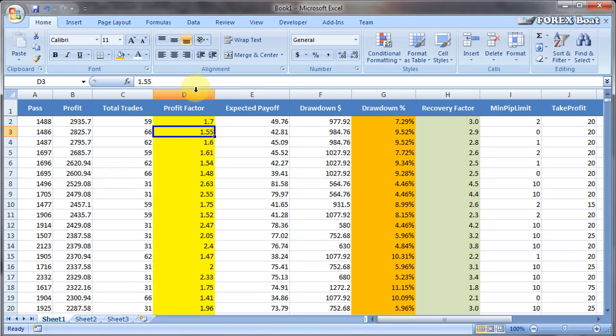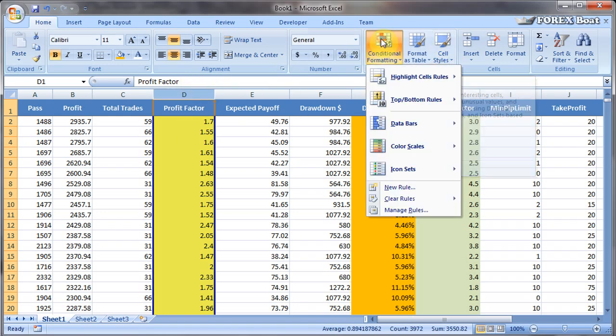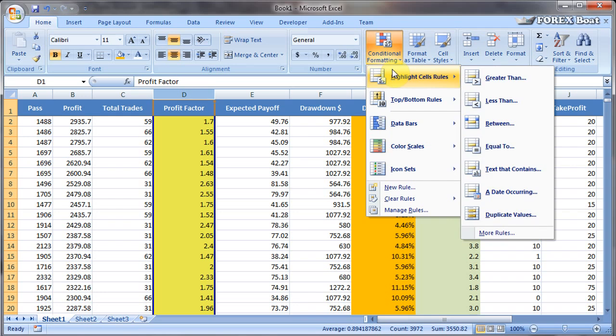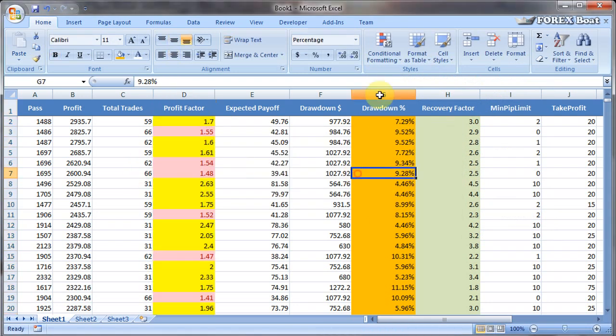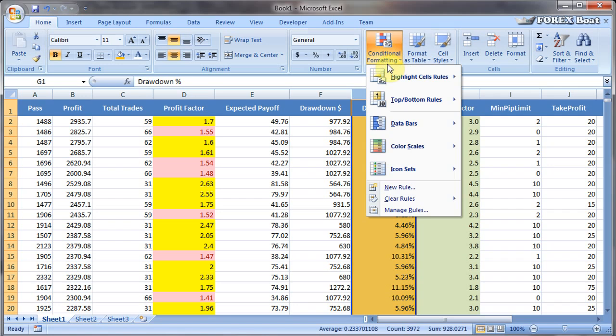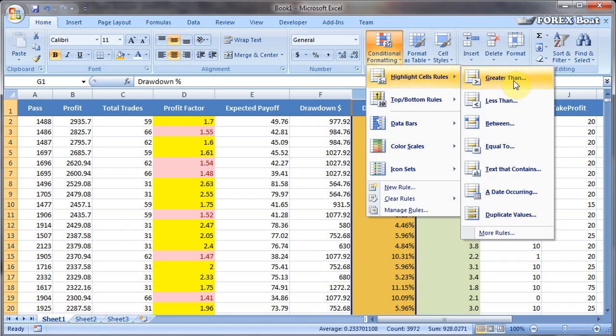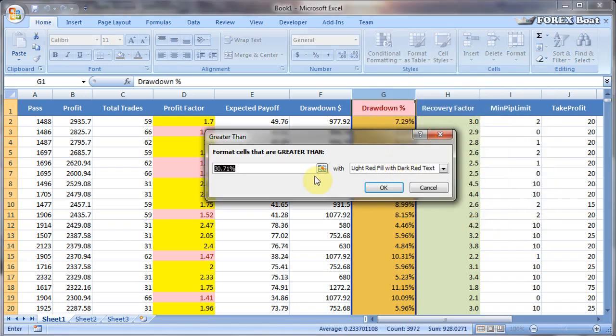So now we want to find the backtests that fit the criteria we're looking for. So for starters, we will highlight the ones that we don't like. And to do that, we'll select the column, we'll click conditional formatting, we'll highlight cells, and we'll highlight all the cells that are less than, and here we're going to type in 1.6 because that's what we're looking for. Then we'll do the same thing for drawdown. We'll highlight cells that are greater than 15%.